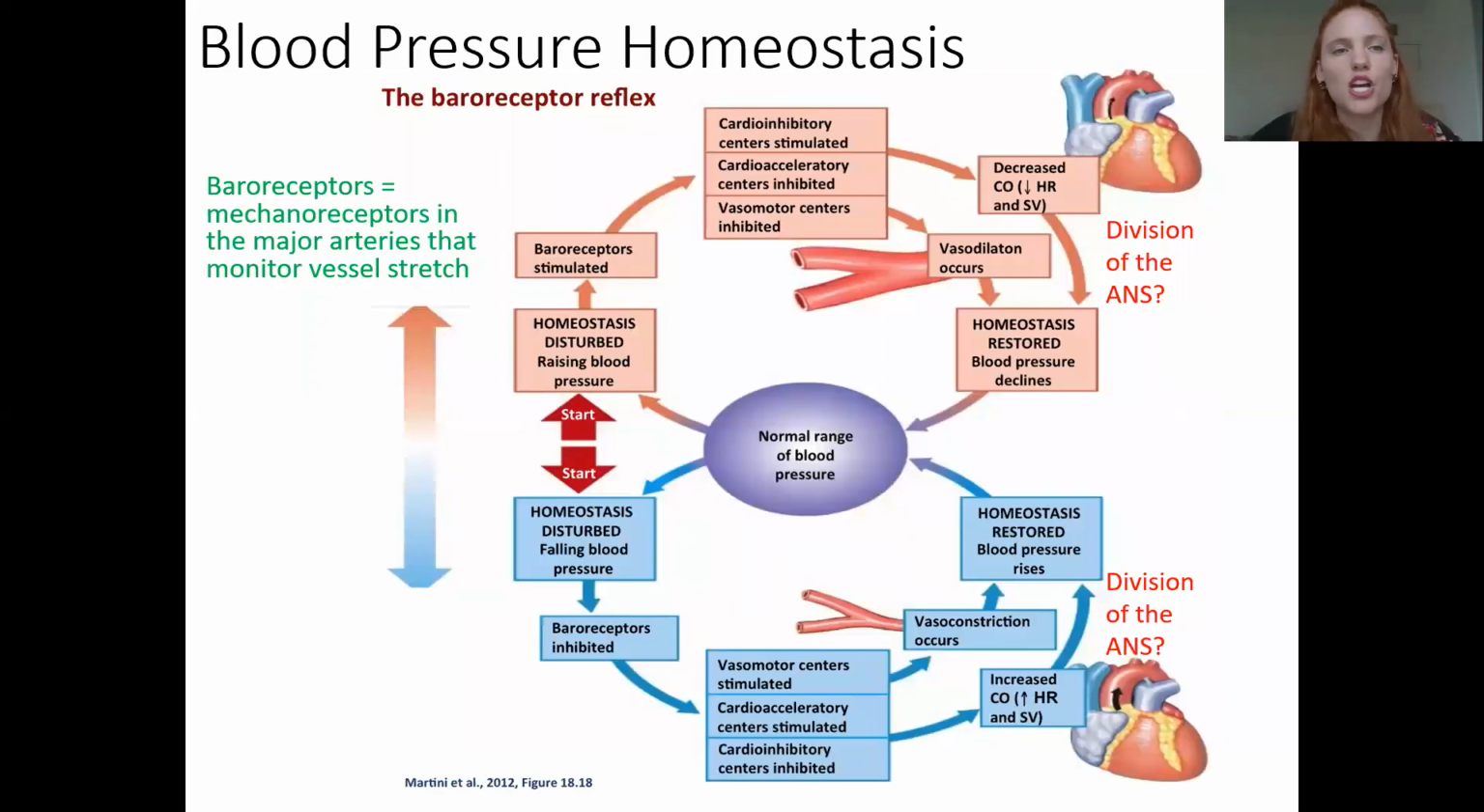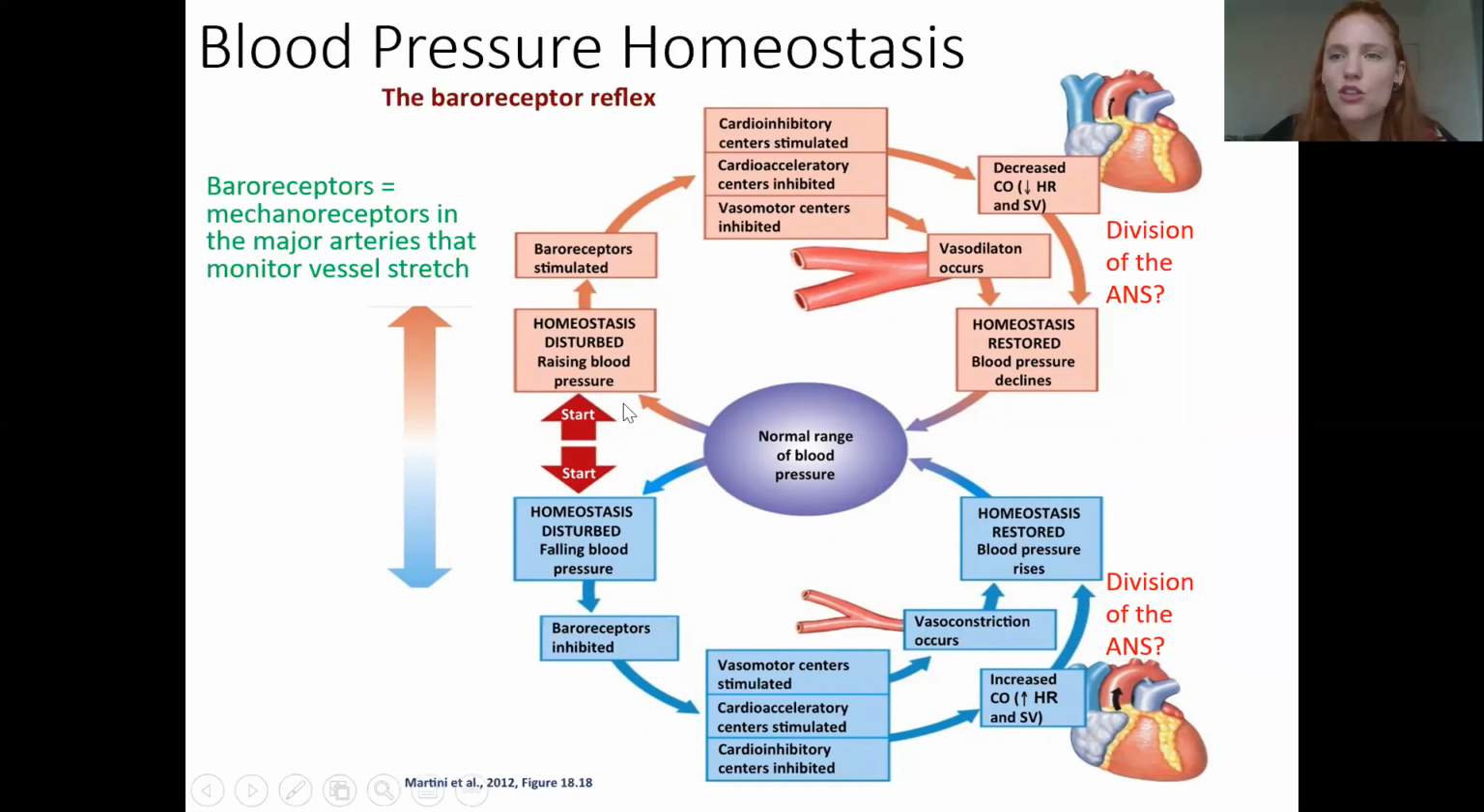Okay, last piece we need to talk about, the baroreceptor reflex. Remember, we're going back towards blood pressure. The function of the baroreceptor reflex is to maintain consistent blood pressure, so blood pressure homeostasis. And like all the other homeostasis out there, it has 5 components of that negative feedback loop. The negative feedback loop is the mechanism to maintain the blood pressure homeostasis.